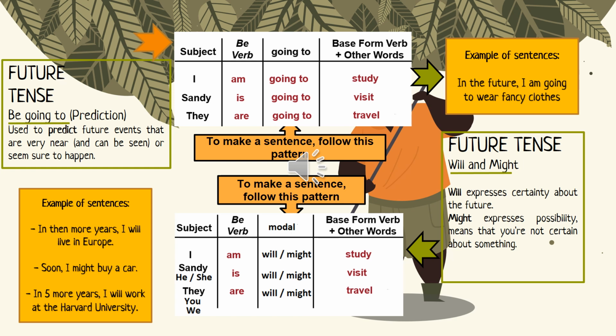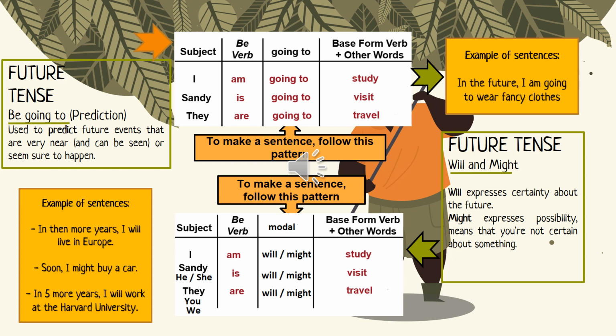The last tense is future tense, or in this case we choose be going to for prediction of the future. It is used to predict future events that are very near and can be seen or seem sure to happen.